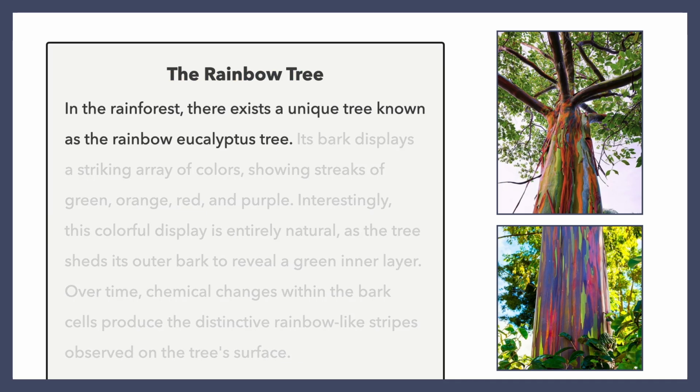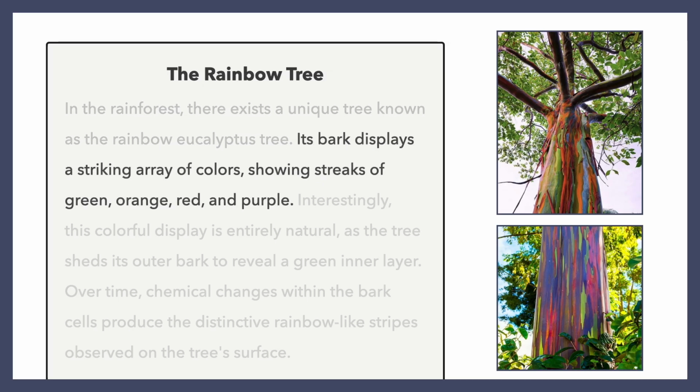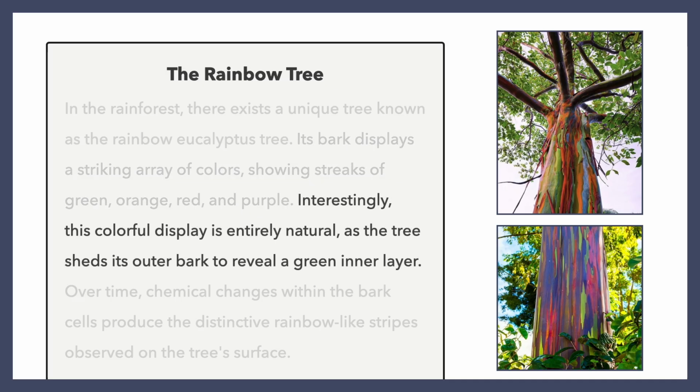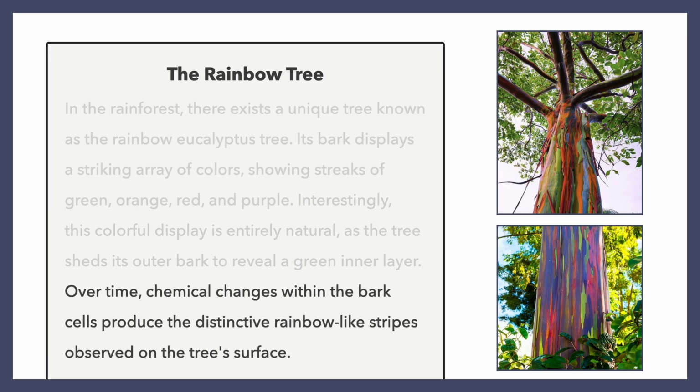In the rainforest, there exists a unique tree known as the rainbow eucalyptus tree. Its bark displays a striking array of colors, showing streaks of green, orange, red, and purple. Interestingly, this colorful display is entirely natural, as the tree sheds its outer bark to reveal a green inner layer. Over time, chemical changes within the bark cells produce the distinctive rainbow-like stripes observed on the tree's surface.